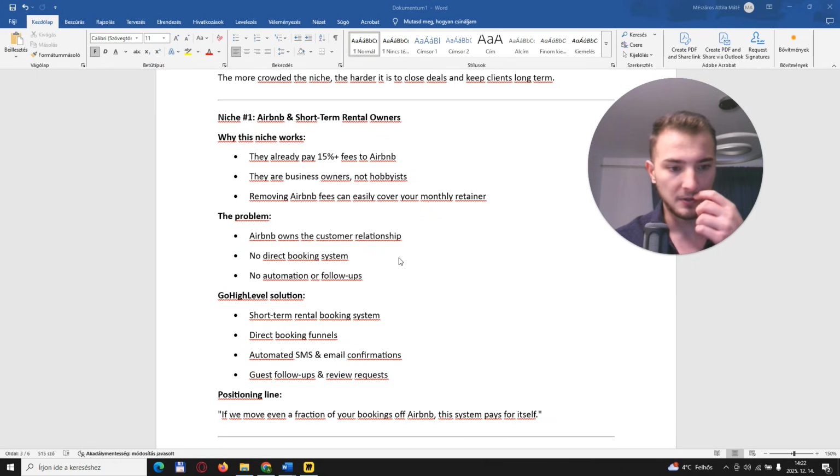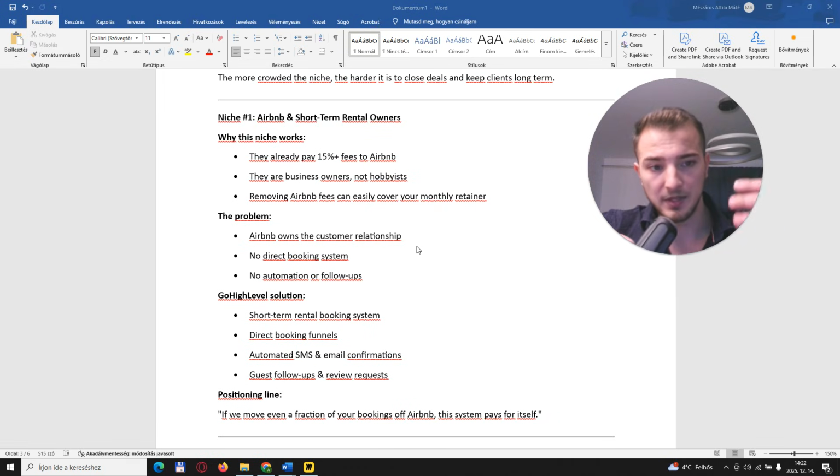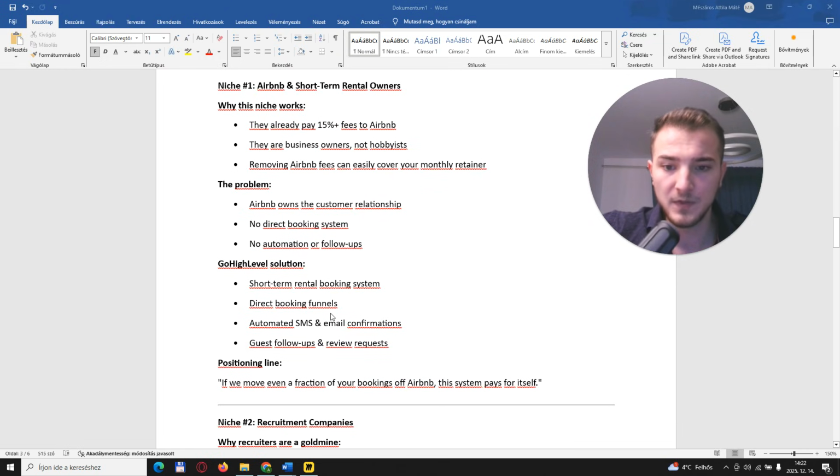So basically their main pain point is they don't have very smooth contact info, and people who want to book into their Airbnbs have to go through the Airbnb application, and it's not that smooth. You can give them a much better short-term rental booking system, which is a new update in GoHighLevel. Also direct booking funnels, automated SMS and email confirmations, and guest follow-ups and review requests. You can position this offer: if we move even a fraction of your bookings off Airbnb, this system pays for itself.